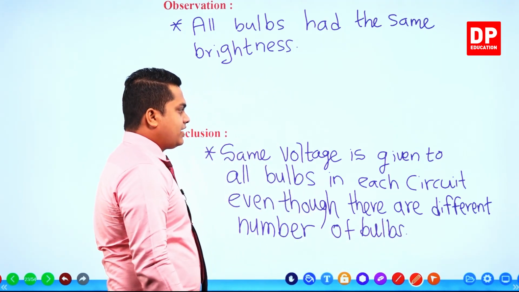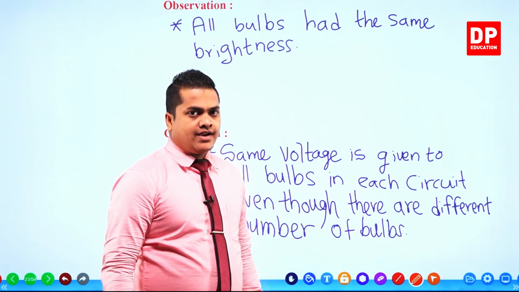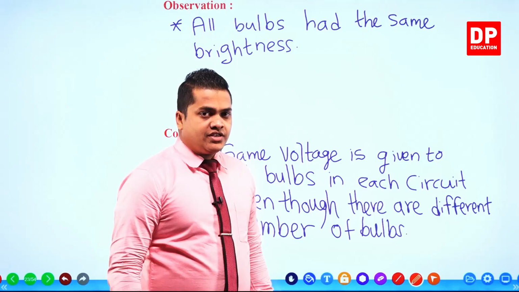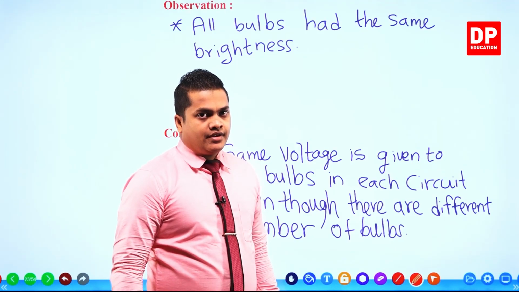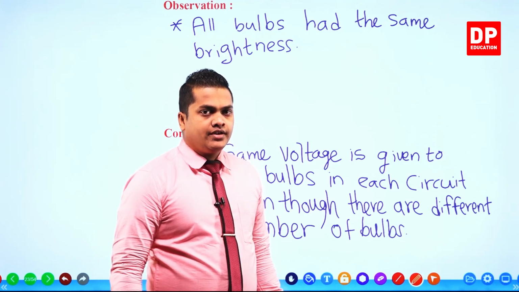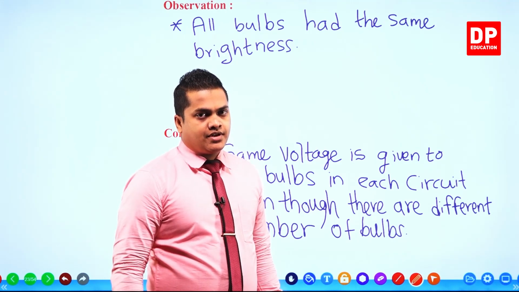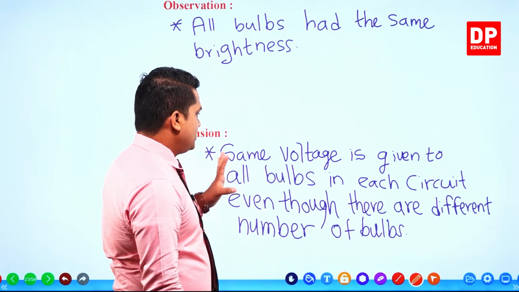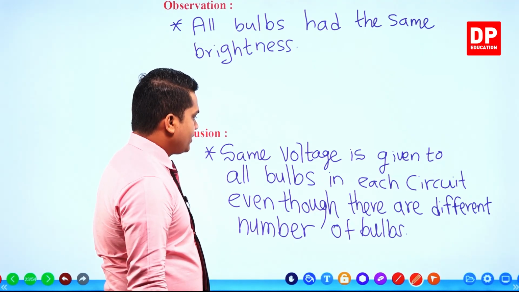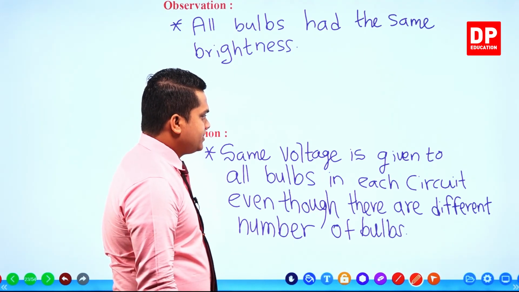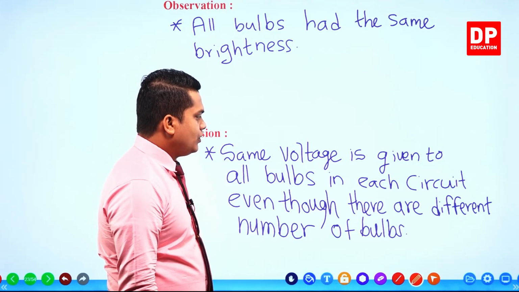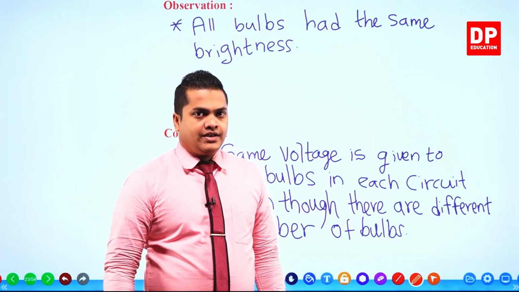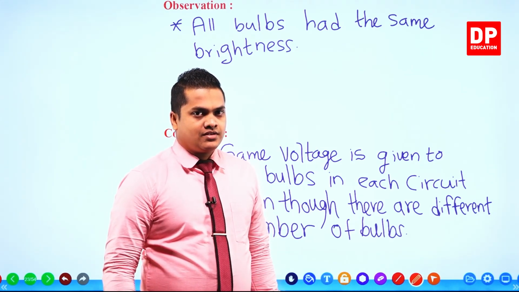So in a parallel connection, my dear children, the specialty is that, unlike in the series connection, the voltage is not getting divided. The same voltage is being provided to all the bulbs at the same time. That's why they are going to have the same brightness. Same voltage is given to all bulbs in each circuit, even though there are different numbers of bulbs. So that's why they illuminate with the same brightness.